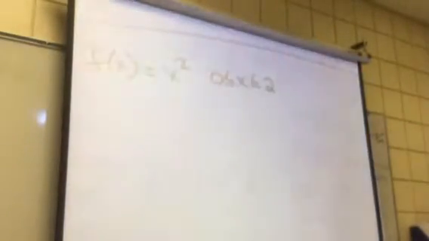Okay, so let's start with example 1. So here is example 1. Your function is f of x equals x squared. Why do we have this domain restriction? Because it would not be one-to-one. Correct. It would not be a one-to-one function if it didn't have this restriction.